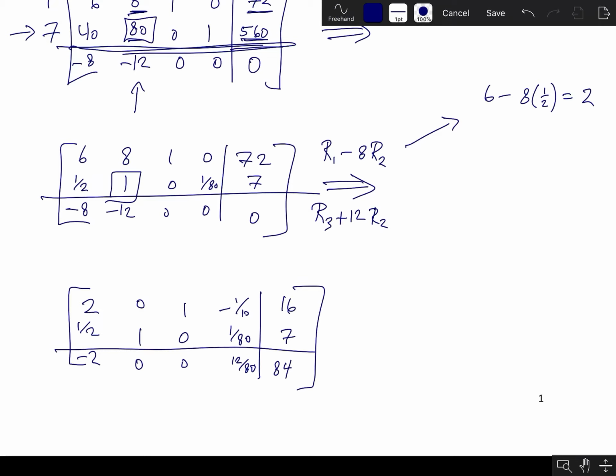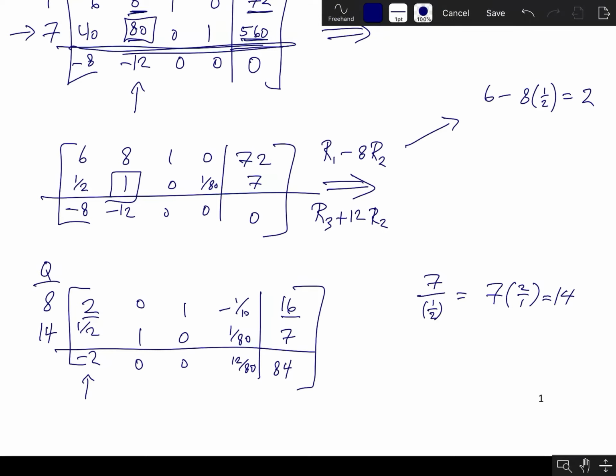But unfortunately, we still have a negative indicator. So notice we have a negative indicator here. It's this negative 2. That's the only negative indicator. So that means that will be our pivot column. And now we look for these quotients. So we would have a 16 divided by a 2. That gives us a quotient of 8. And then be careful with this one. This is a 7 divided by a 1/2. So remember, when you divide by a fraction, that's the same thing as multiplying by its reciprocal. So that would be a 7 times 2 over 1, which is 14.